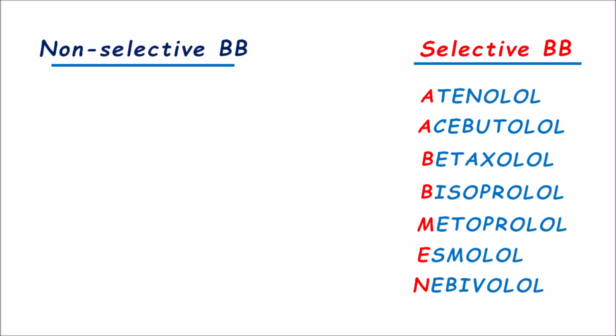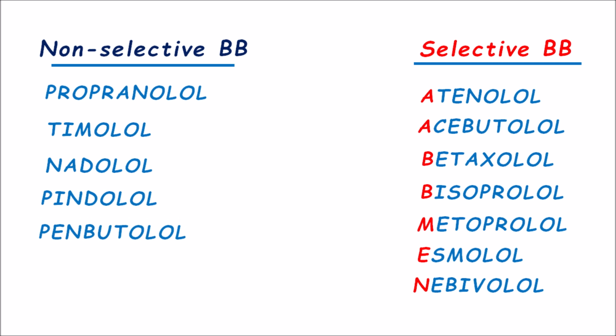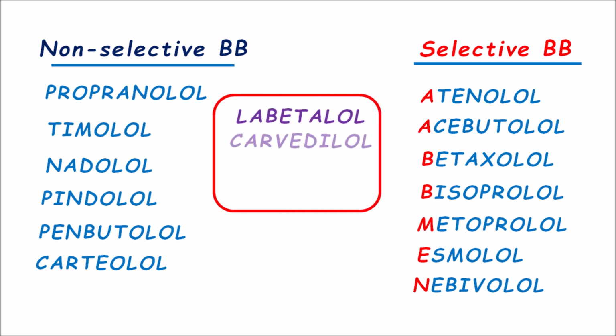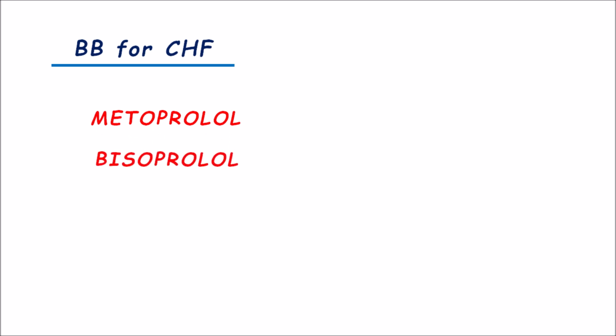So we can list propranolol, timolol, nadolol, pindolol, penbutolol and carteolol. All these are non-selective beta blockers. A few of the beta blockers like labetalol and carvedilol are alpha and beta blockers. And sotalol is a potassium channel blocker with beta blocker activity. If we see the beta blockers used for congestive heart failure, we have three types of beta blockers. First one is metoprolol, second one is bisoprolol, and third one is carvedilol.